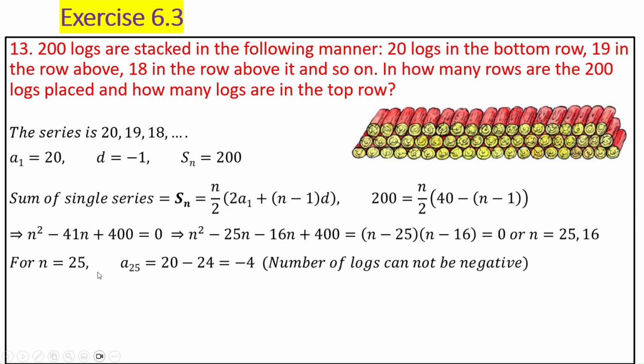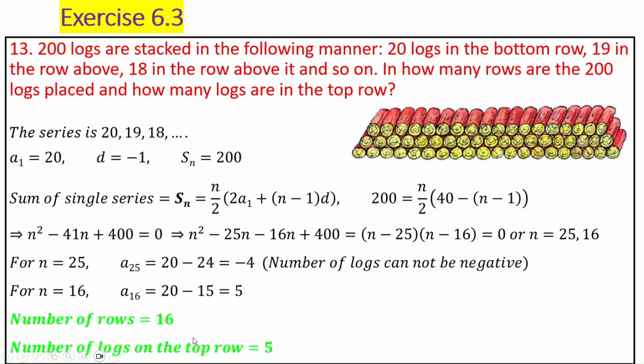For n equal to 25, a25, that is the topmost row, how many logs are there? If I calculate, it is -4. The number of logs cannot be negative, so this is not possible. For n equal to 16, a16 equals 5, so this is possible. So the topmost row will have 5 logs, and there are 16 rows.